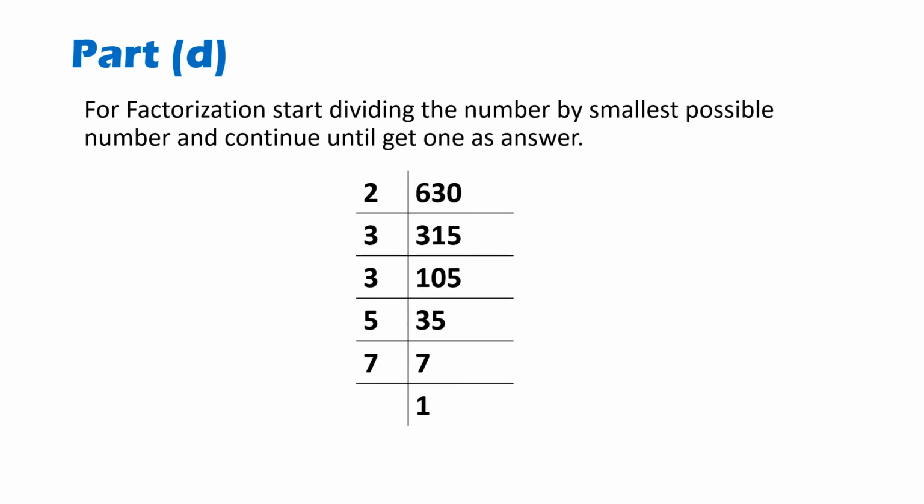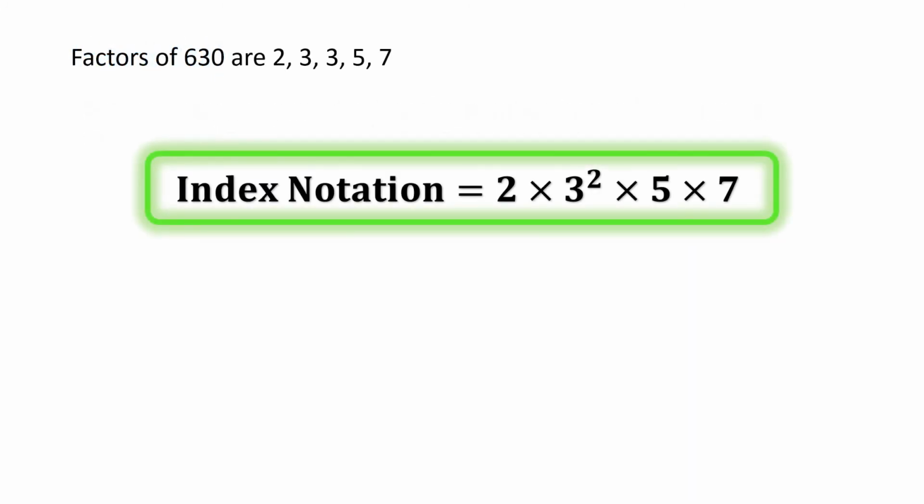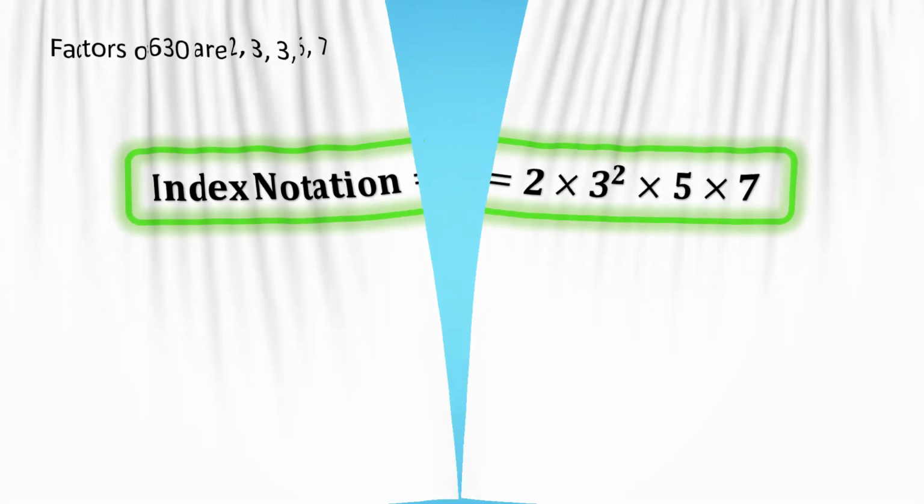Part D, for factorization, start dividing the number by the smallest possible number and continue until you get 1 as the answer, as shown in the prime factorization method below. So the factors of 630 are 2, 3, 3, 5, 7, which can be written in index notation as 2 multiplied by 3 exponent 2 multiplied by 5 multiplied by 7.